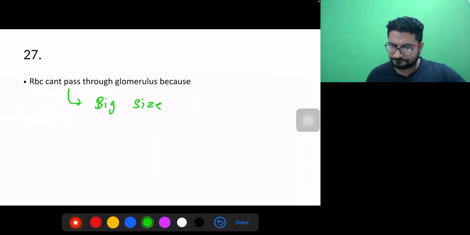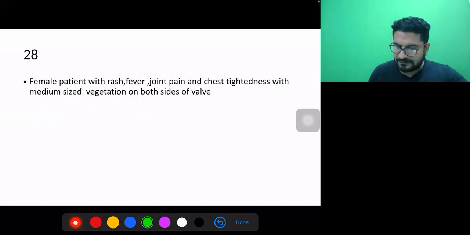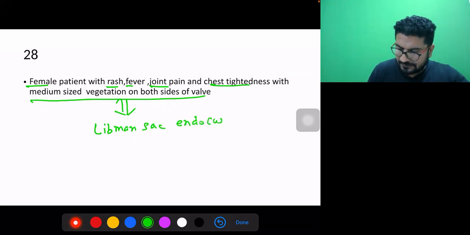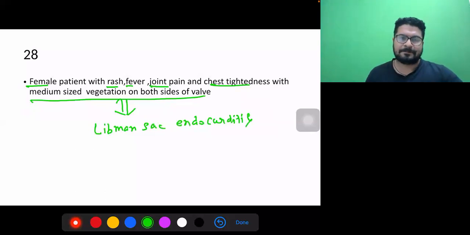Easy question. Female patient with rash, fever, joint pain, chest tightness, shrinking lung syndrome. This is a clear-cut case of SLE. In SLE, you will see Libman-Sacks endocarditis. In Libman-Sacks endocarditis, you will see vegetations on both the upper and lower surfaces of the valve. We also call them vegetations on the valve pocket.